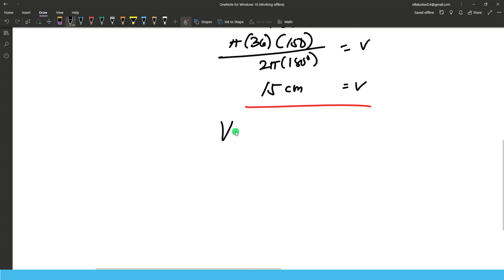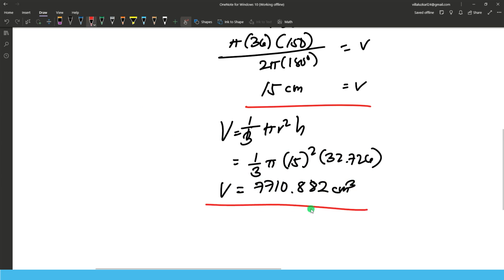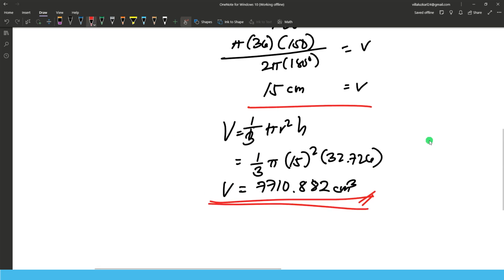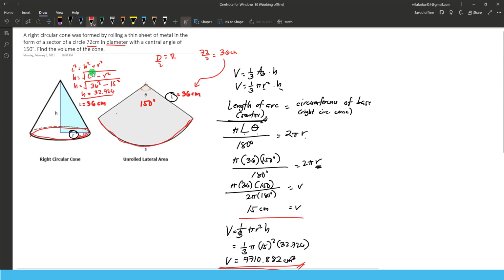The volume of a cone is 1/3 pi r squared h. So 1/3 times pi times 15 squared times h, which is 32.726. The volume therefore is 7710.882 cubic centimeters. That's the final answer. Okay, we're done with sample problems with cone. We now proceed to pyramids.